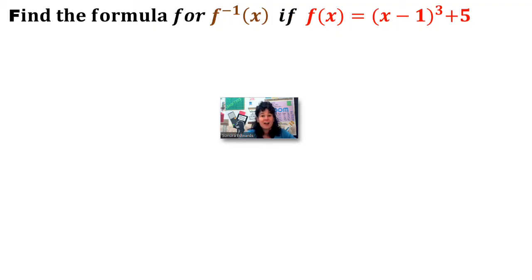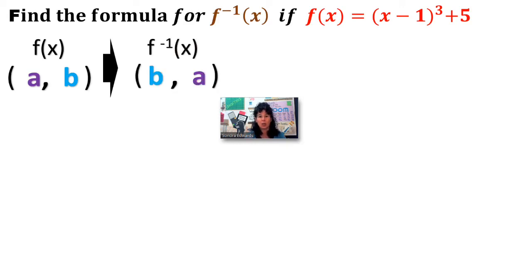Now that we can find the graph of f inverse from the graph of f, we want to find the equation for f inverse from the equation of f. If the coordinate a comma b is on the original function, then we know that the coordinate b comma a is on its inverse. In other words, just our x's and y's are switching places.